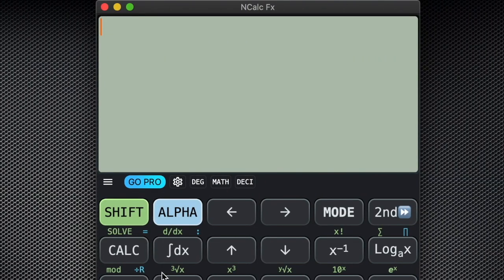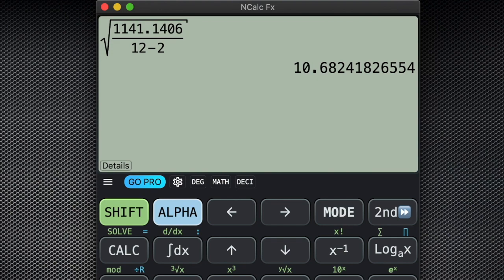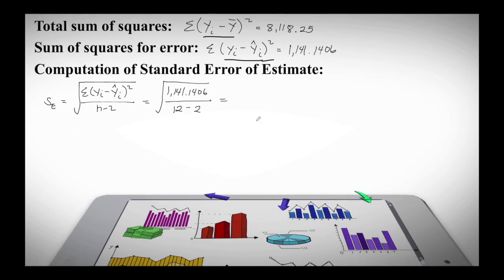And let's go now to our calculator and have the answer for this one. Let's write here, square root of, then fraction. This is 1,141.1406 over, we have 12 minus 2 or simply 10. So, the answer is 10.6824. Let's write it here.